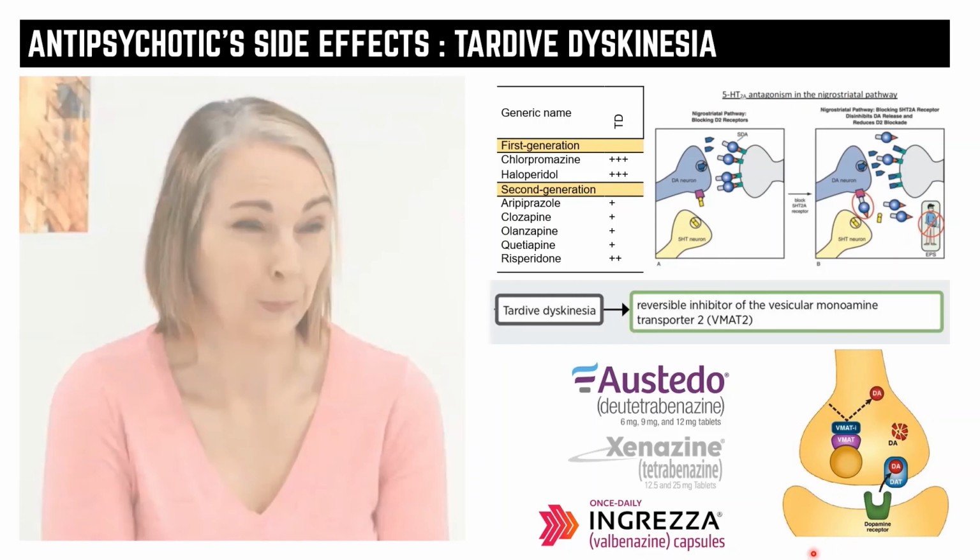So this VMAT2 packages the monoamine in the cytosol into the vesicle for release into the synapse. So this drug will inhibit the VMAT2, which is a VMAT inhibitor, which will decrease the amount of monoamine that is packaged, thereby decreasing the amount of monoamine such as dopamine that is released into the synaptic cleft. So this drug can prevent this tardive dyskinesia.